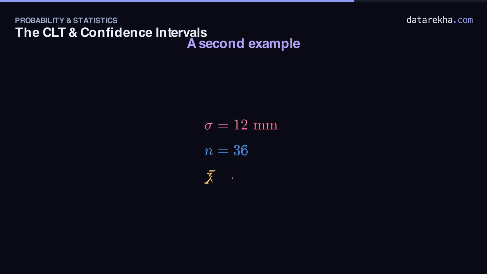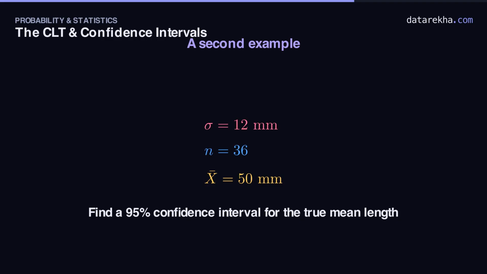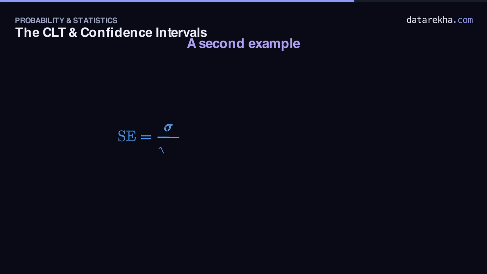Second example, a confidence interval, start to finish. A factory makes metal rods whose population standard deviation is known to be 12 millimeters. A sample of 36 rods has an average length of 50 millimeters. Find a 95% confidence interval for the true mean length. Step 1. The standard error. Sigma over root n is 12 over root 36. Root 36 is 6. So that's 12 over 6, which is 2 millimeters.